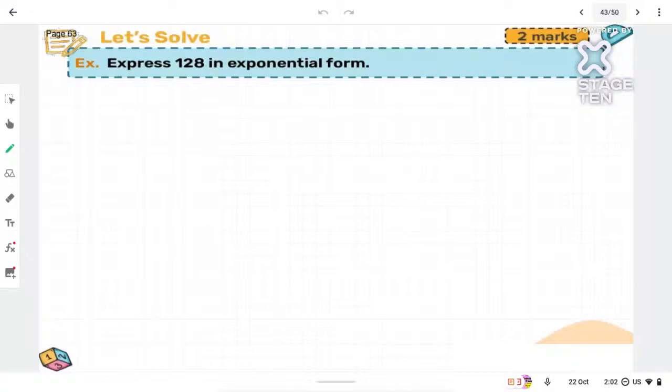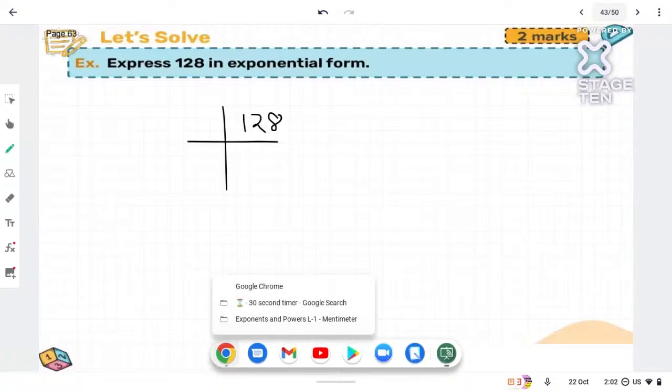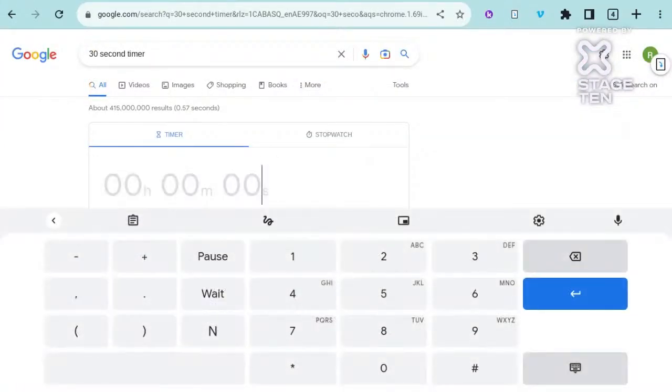Question number 1: express 128 in exponential form. 128. Take the LCM. What numbers are repeating? Write it over there. Okay, I'm waiting for this question. Let's give you 1 minute. 1 minute is more than sufficient, right? Okay, 1 minute, and the question is 128. I'll write it in the chat box also. You have to factorize that.